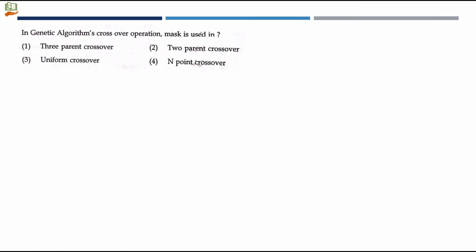Next question. In genetic algorithms, crossover operation mask is used in. Let's understand what is crossover operation. This is used to create new solutions from the existing solutions. That is producing children from the parents. So they are already existing, and from them we are going to create new solutions. For the crossover operation, we will need at least 2 parents. So 2 parent crossover is a crossover operation with 2 parents.